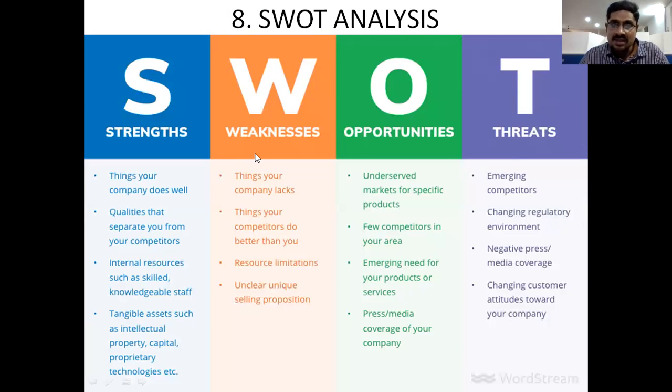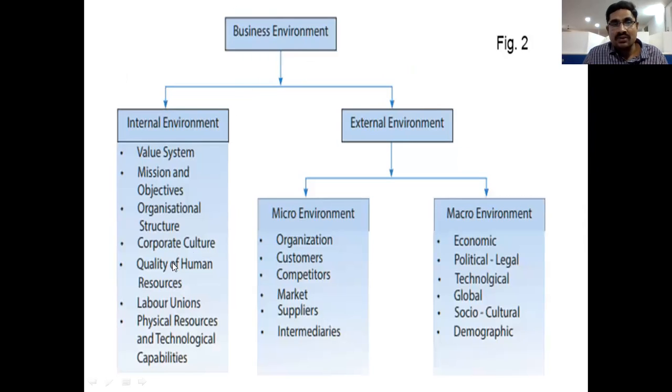Now, look at this thing, SWOT analysis. SWOT means strength, weakness, opportunity, threat analysis. In the previous slide, we saw business environment, internal environment and external environment, right? Internal environment means the people, employees, who belong to the internal part of the organization. External environment means the people who are related to the company but are not an internal part. Those are the outsiders of the company, right?